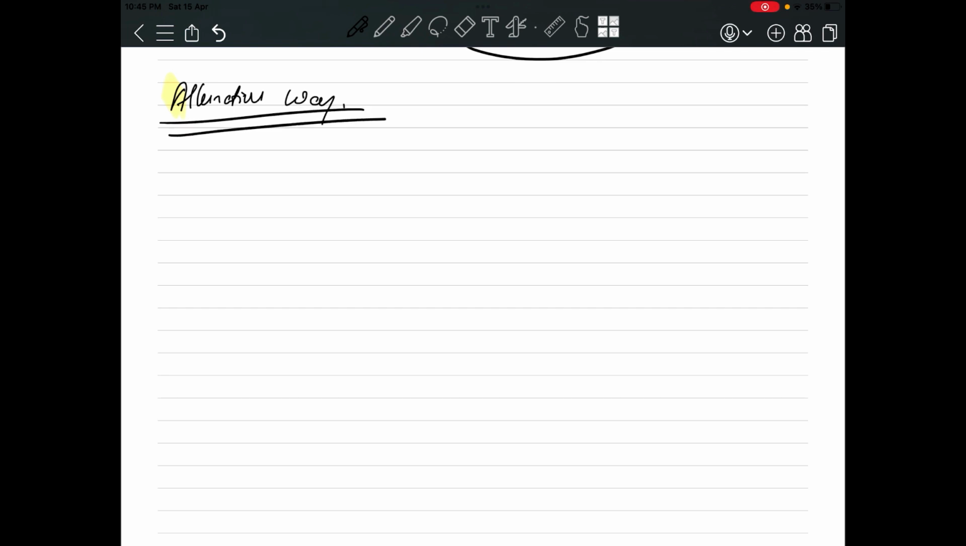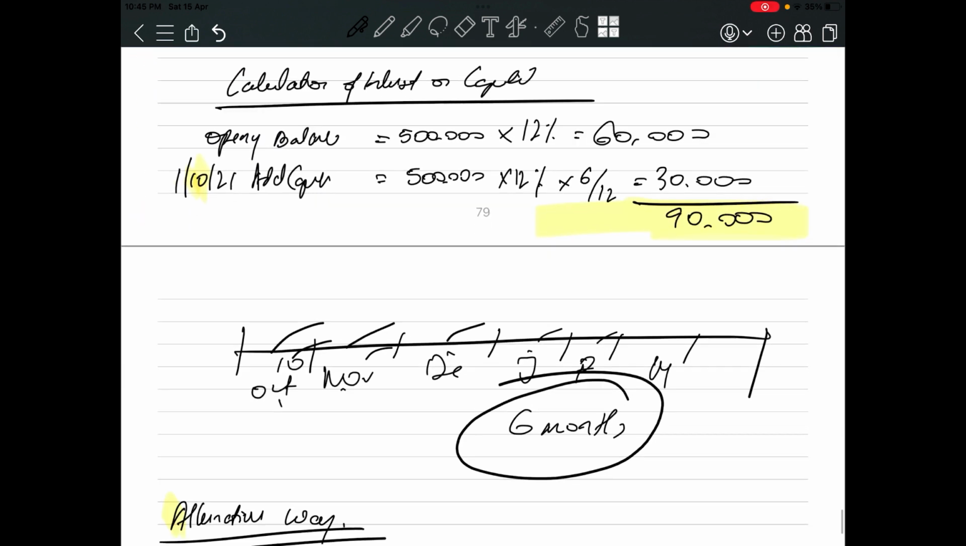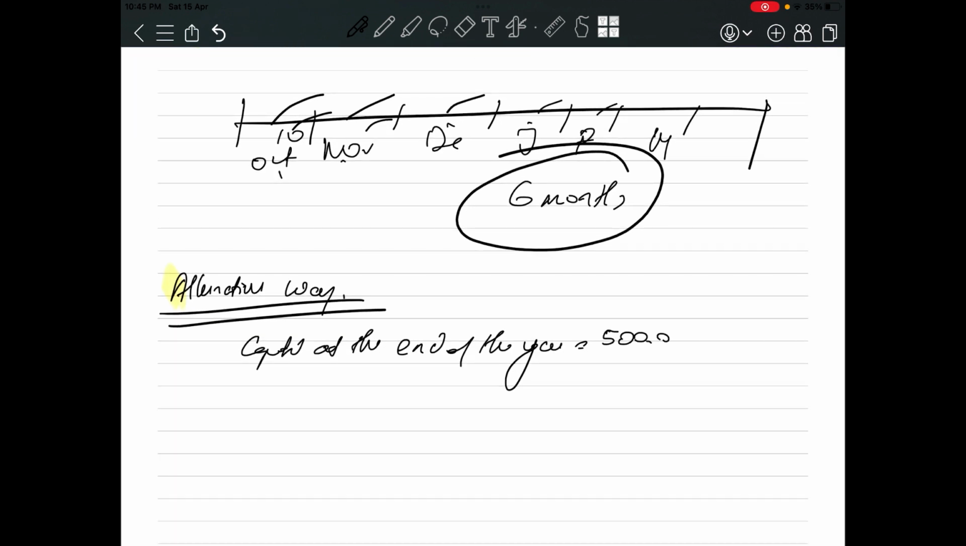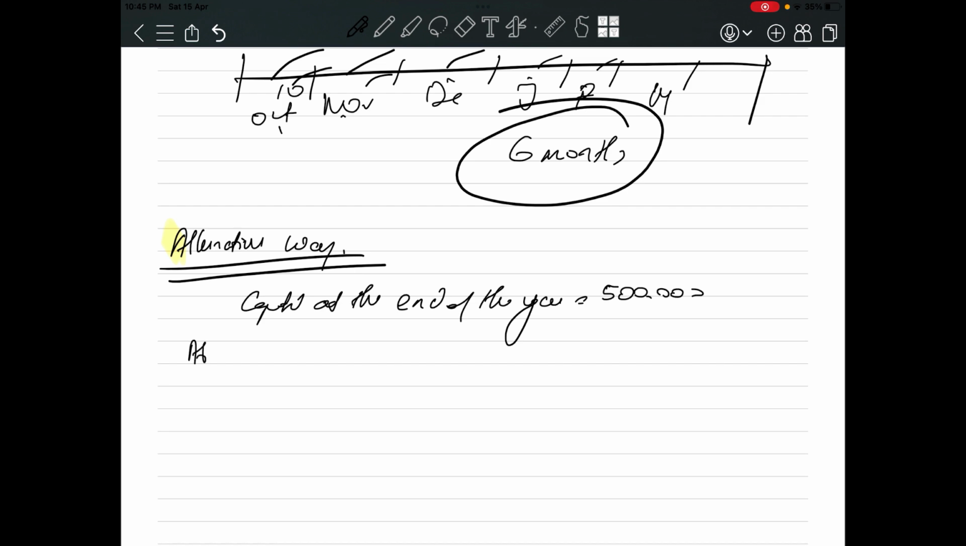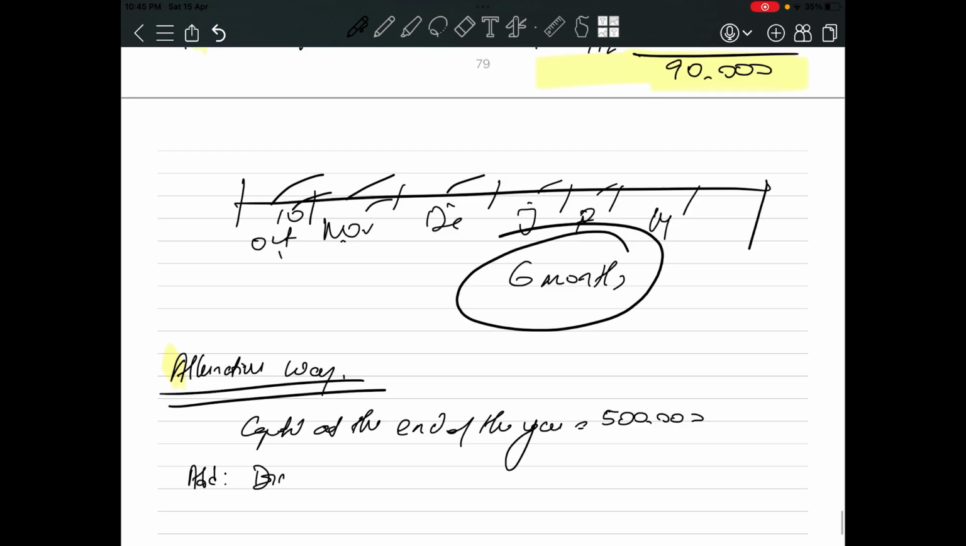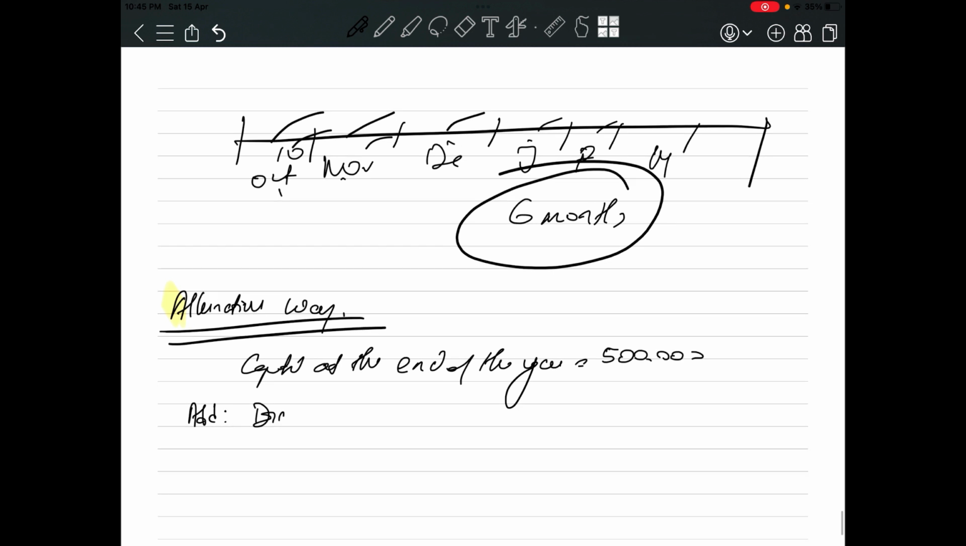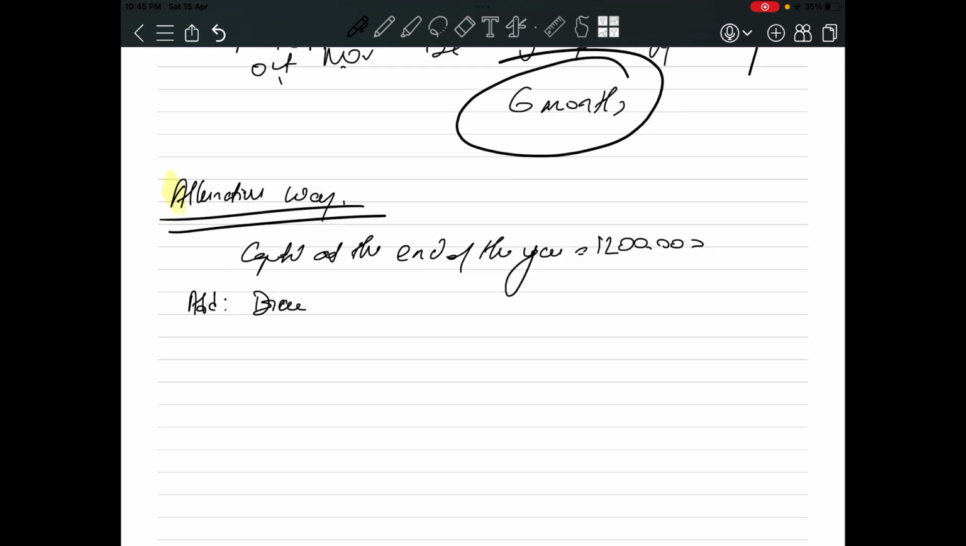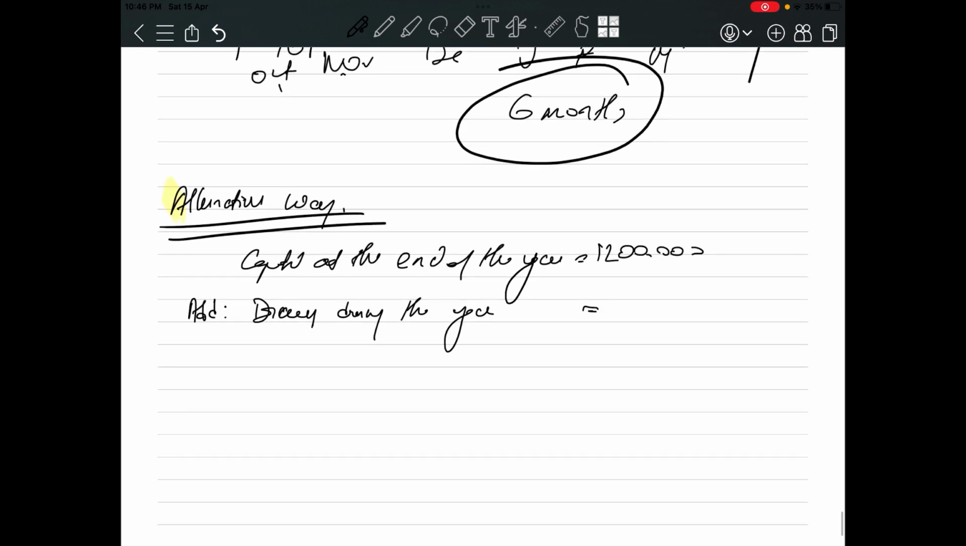Okay, so we have to anyhow find opening balance. So how can we do it? Capital at the end of the year. What is the capital at the end of the year? See, it is 5 lakhs. Sorry, it's not 5 lakhs. It's 12 lakhs. Add drawings during the year. What is the drawing amount? 1 lakh.